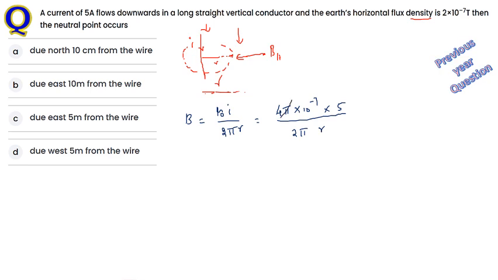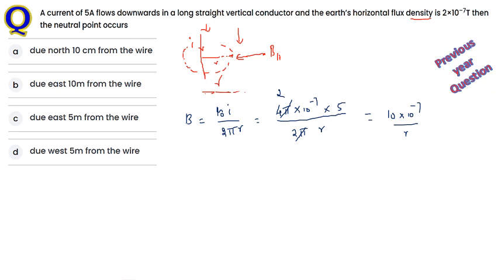From this one I just cancel this. What you are getting here is 2. So the answer here is 10 into 10 power minus 7 divided by R. Up to this distance, that is the magnetic field you are getting. This magnetic field will be compensated by your horizontal flux density. So both are opposite to each other, so they will cancel each other.